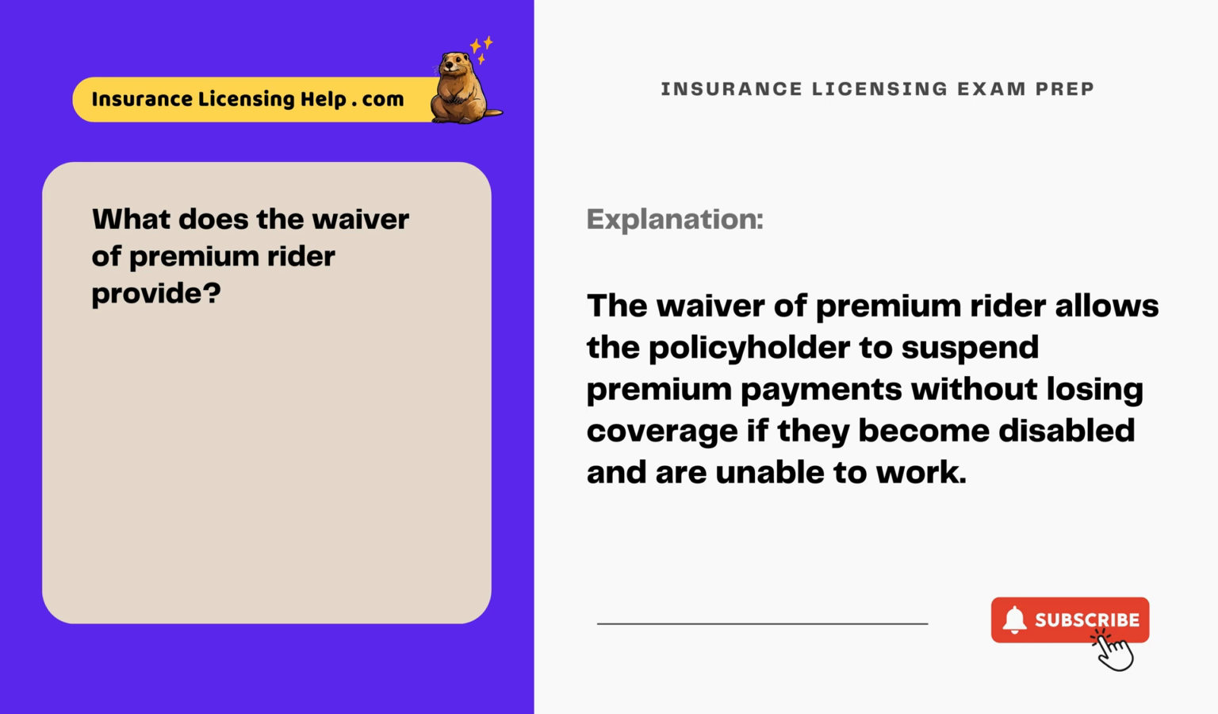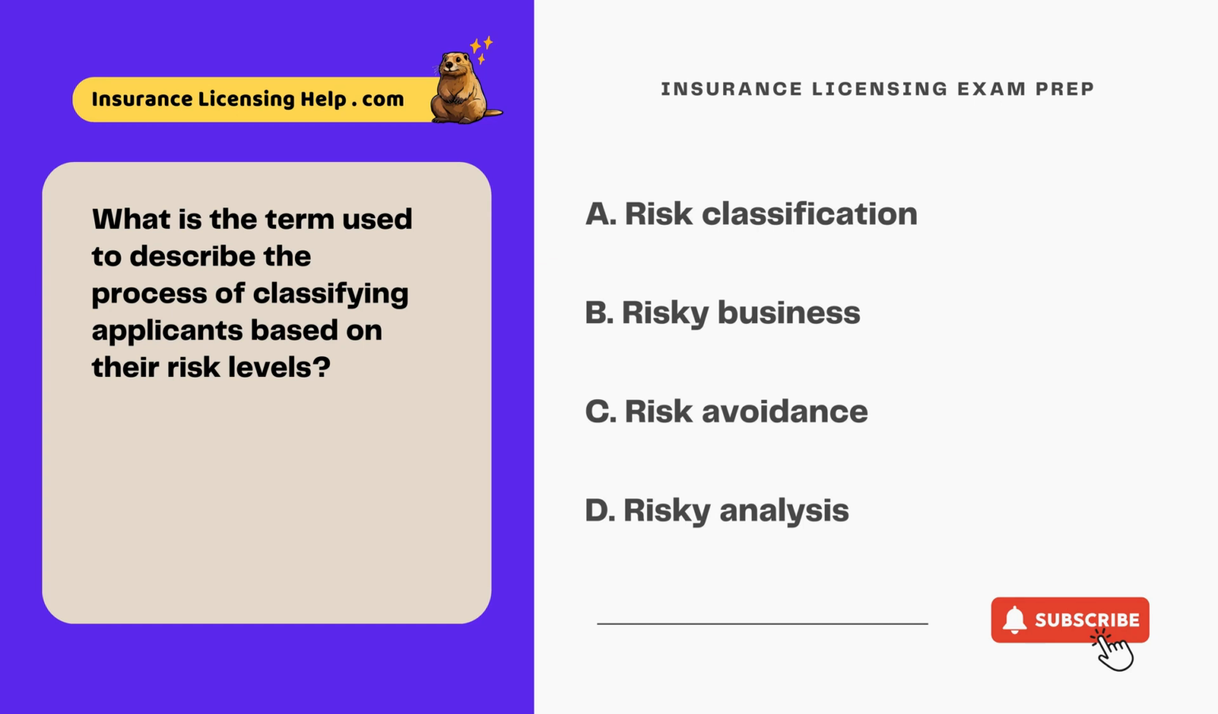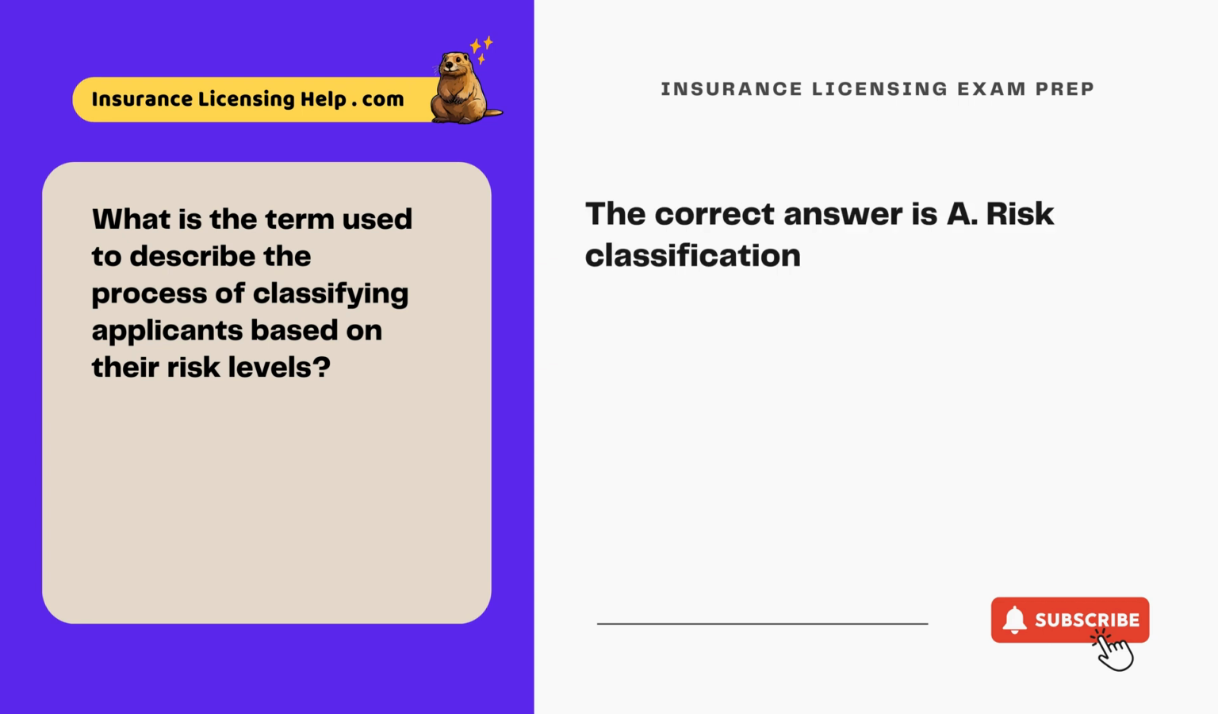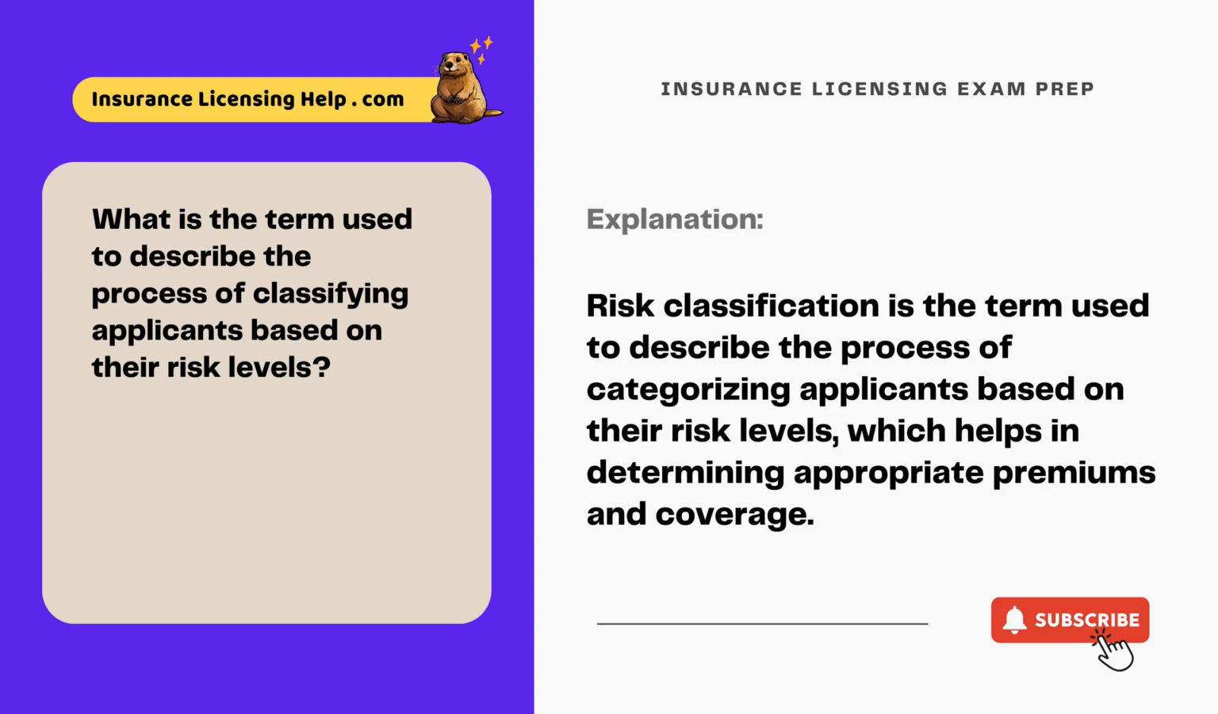What is the term used to describe the process of classifying applicants based on their risk levels? A. Risk classification. B. Risky business. C. Risk avoidance. D. Risky analysis. The correct answer is A. Risk classification. Risk classification is the term used to describe the process of categorizing applicants based on their risk levels, which helps in determining appropriate premiums and coverage.